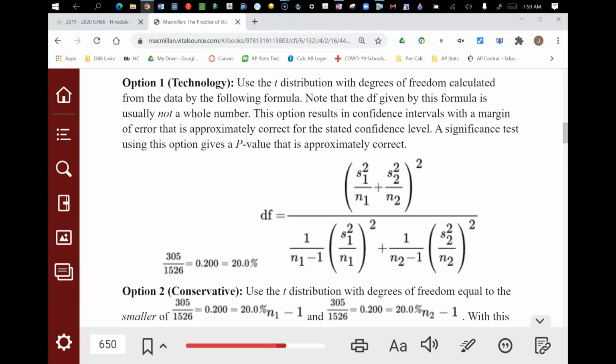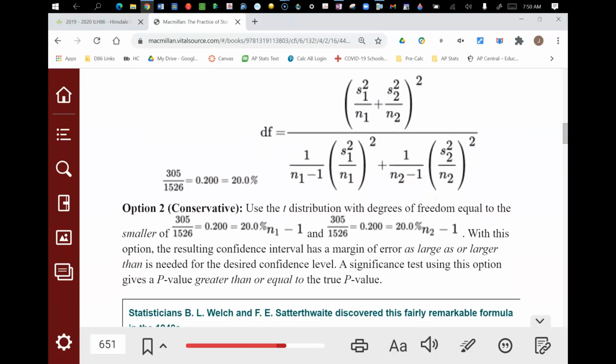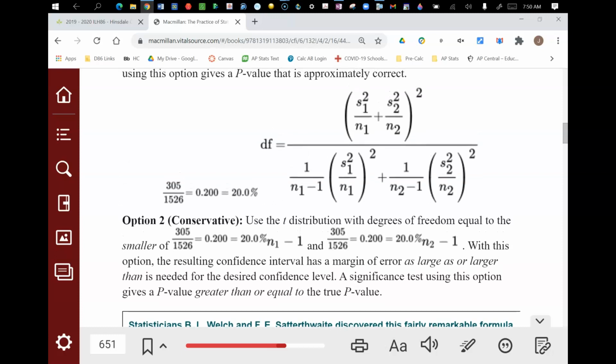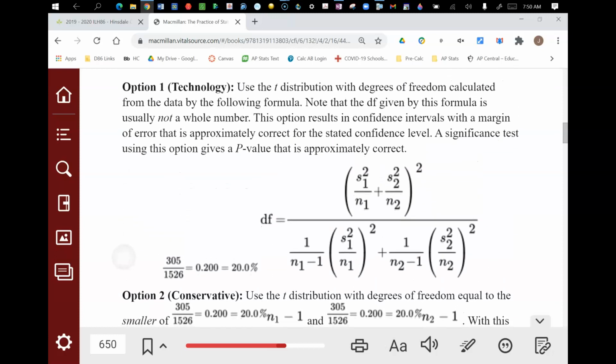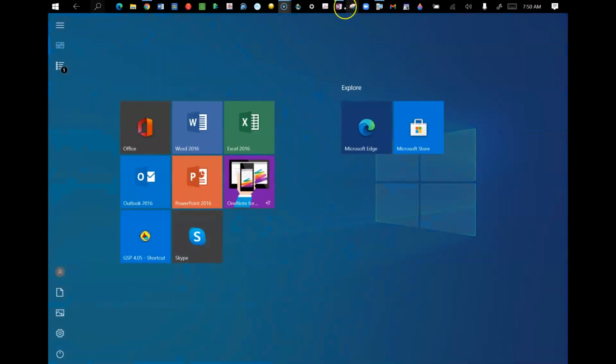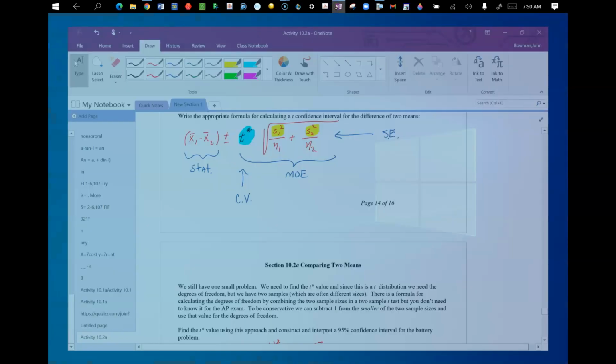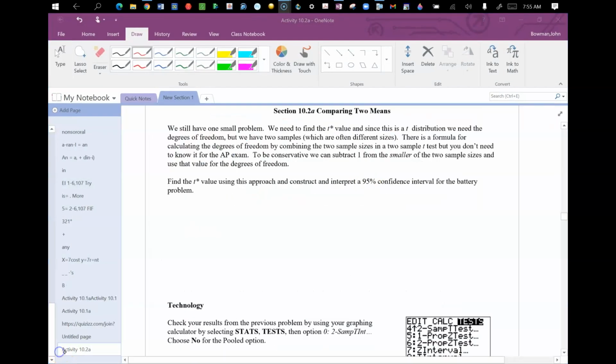So you've got, again, two options. Conservative approach, use the smaller of the two sample sizes minus 1, or use technology, and the technology is going to come up with an answer for you. My recommendation is use technology because I think it's easier and you're less likely to make mistakes. I am going to demonstrate both ways of doing it because I know some of you don't use the built-in functions in the calculator and some of you do. So we'll start with the method of not using the built-in function in the calculator.